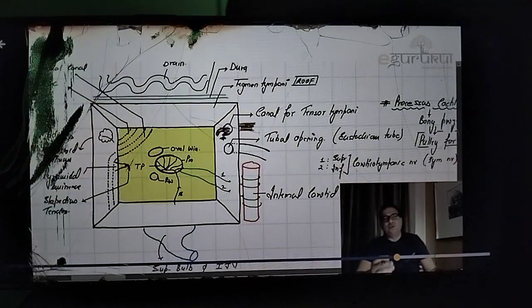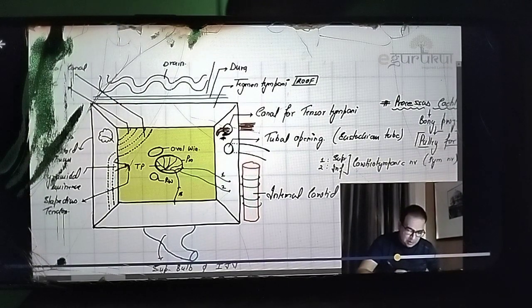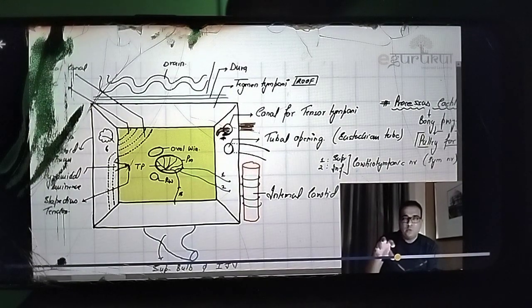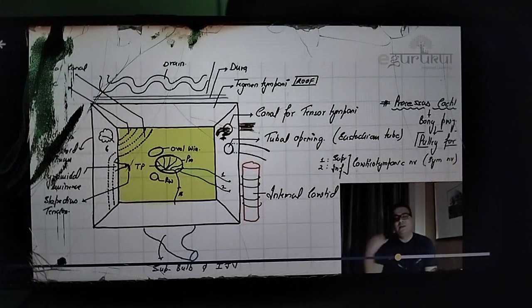Below that there is also a fossa incudis. Don't have to remember that actually. There is something called the fossa incudis. There is a small depression here, which will be called the fossa incudis. As the name suggests, this is a fossa which allows the incus bone to rest in it. There is a process of the incus called the short process of the incus that rests in this fossa.